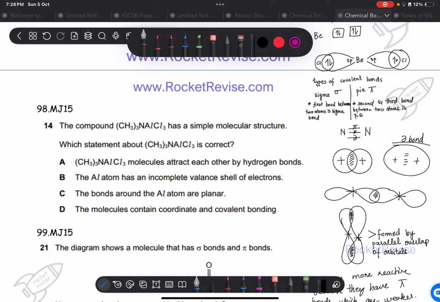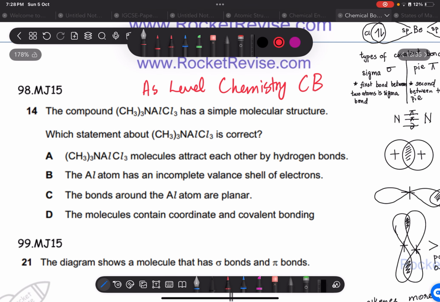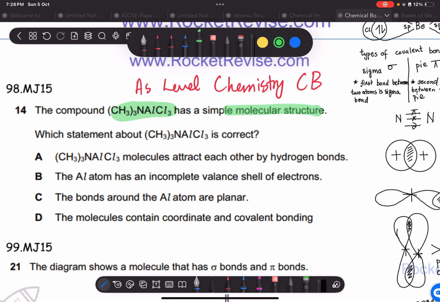So today we are going to be starting with AS level chemistry, chemical bonding. The first question that appears is: the compound CH3 N AlCl3 has a simple molecular structure. Which statement about this compound is correct?